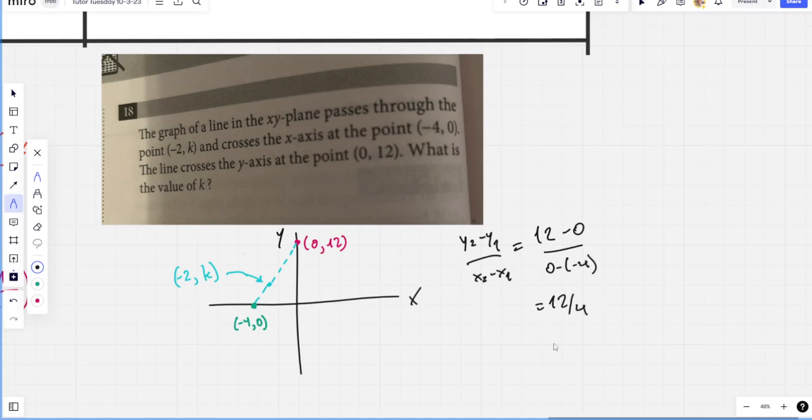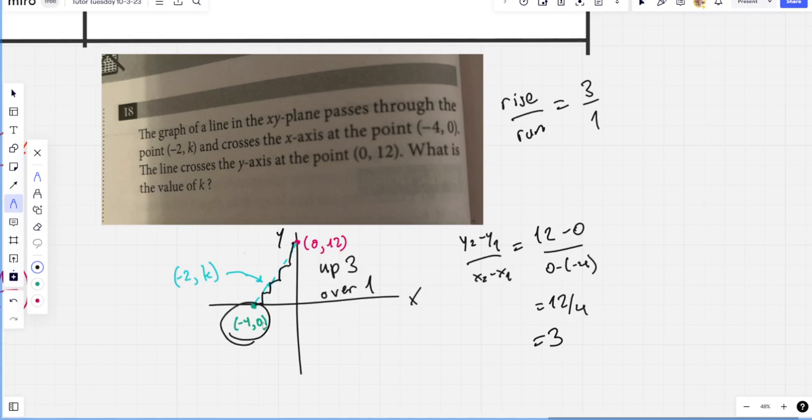12 over 4. It's got a slope of 3. So our rise over run is basically 3 over 1. For every unit that we go over on x, we go up 3. Over 1, up 3, over 1, up 3, over 1, up 3, over 1, up 3. Or we could say up 3 over 1.